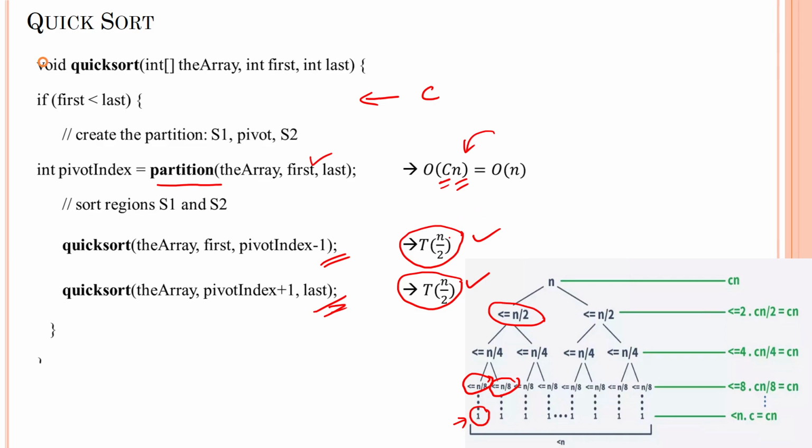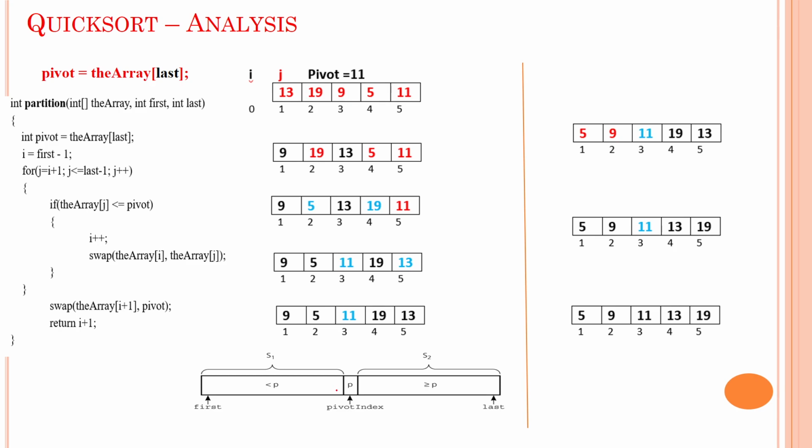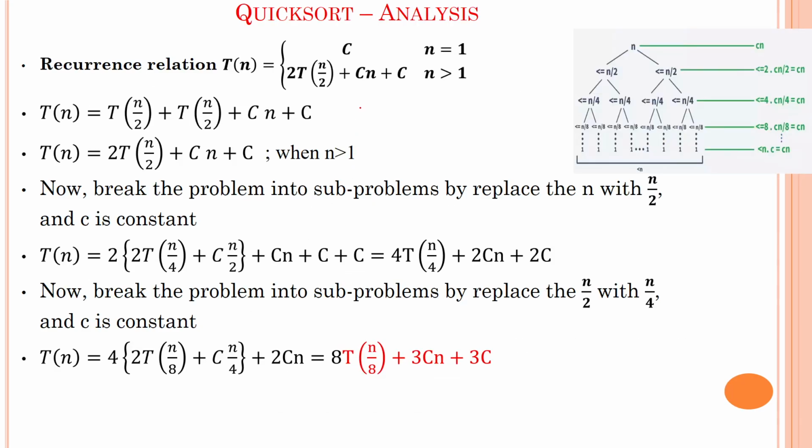So here we can say this by adding T of n by 2 plus T of n by 2 plus c times n plus c. So this is the recurrence relation for quicksort. Based upon that, now we will solve the recurrence relation to find out the complexity of quicksort.